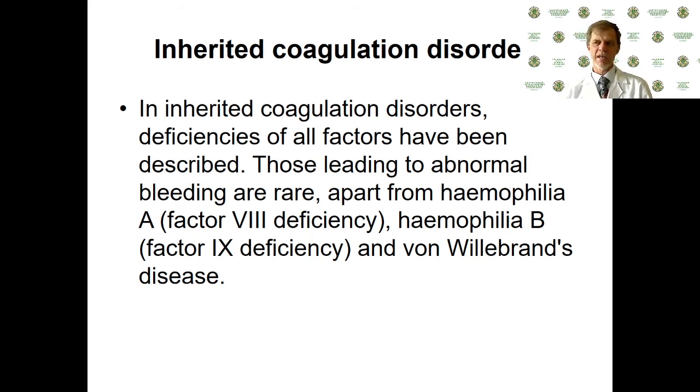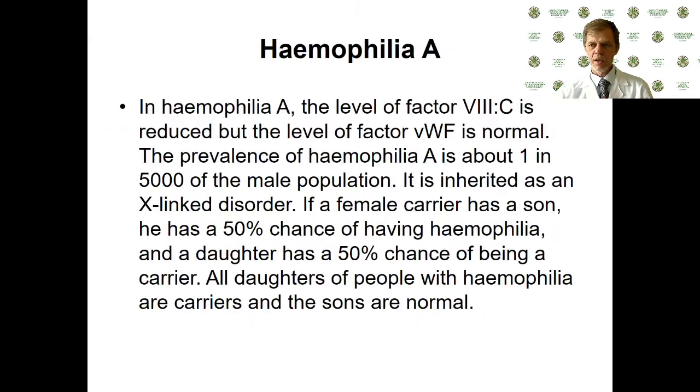So the most common inherited coagulation disorder is hemophilia. Hemophilia A is factor 8 deficiency, hemophilia B is factor 9 deficiency, and then there is Willebrand disease. In hemophilia A, the level of factor 8 is reduced, but the level of von Willebrand factor is normal. The prevalence of hemophilia A is about 1 in 5,000 of the male population. It's inherited as an X-linked disorder. If a female carrier has a son, he has a 50% chance of having hemophilia. A daughter has a 50% chance of being a carrier. All daughters of men with hemophilia are carriers and all sons are normal.